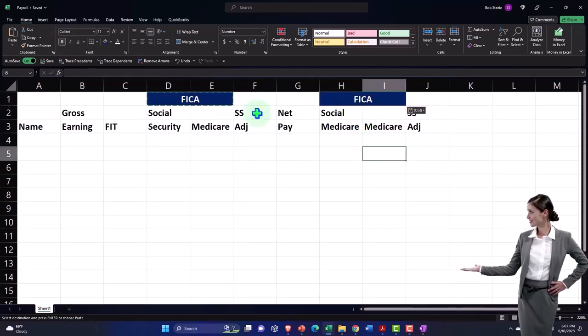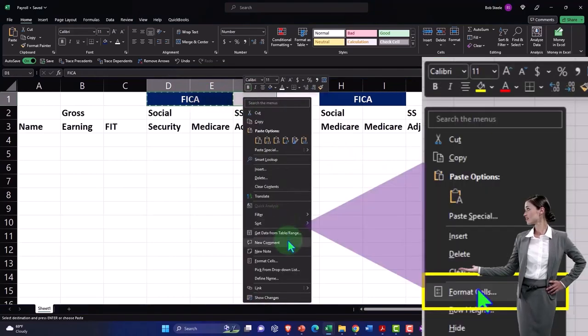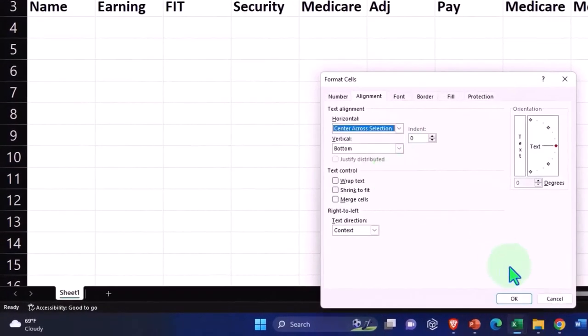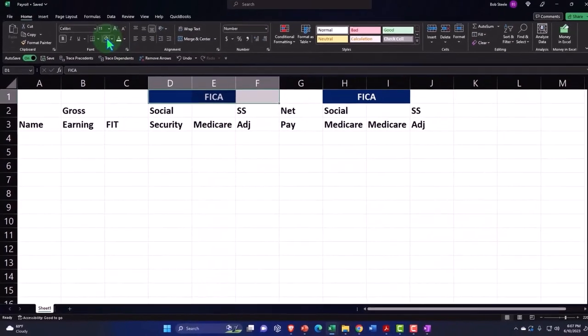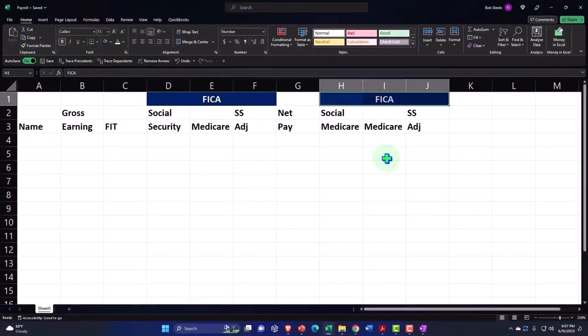And I actually have an adjustment. I should make it go across this whole thing here. Let's format this again. Format cells, align, center across the three of them like that. All right, that's better. Mucho mejor.